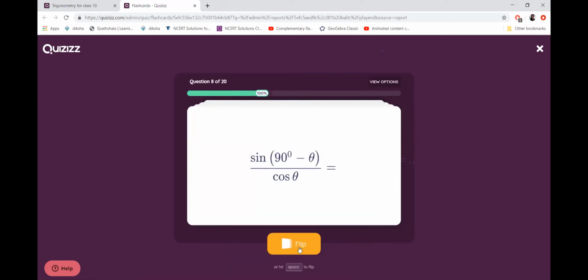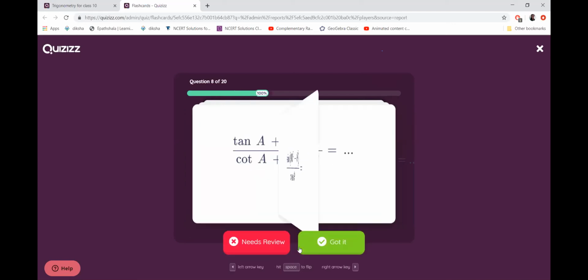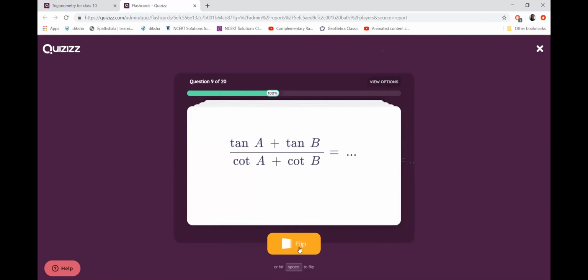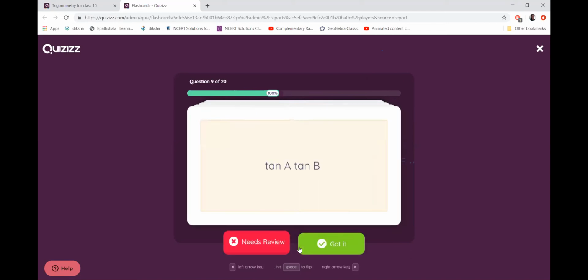Now this is the complementary angles you should have done. It should be equal to 1. Again, you are seeing a tan and a cot. You will put it as sine and cos and see what happens. You will get it like this.